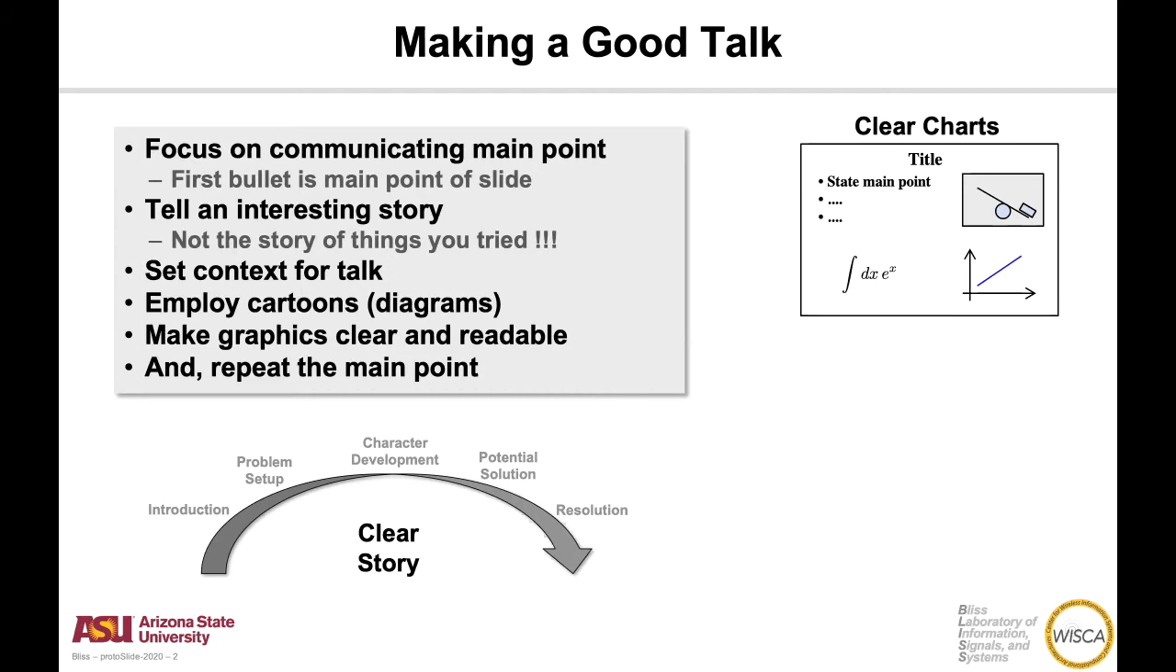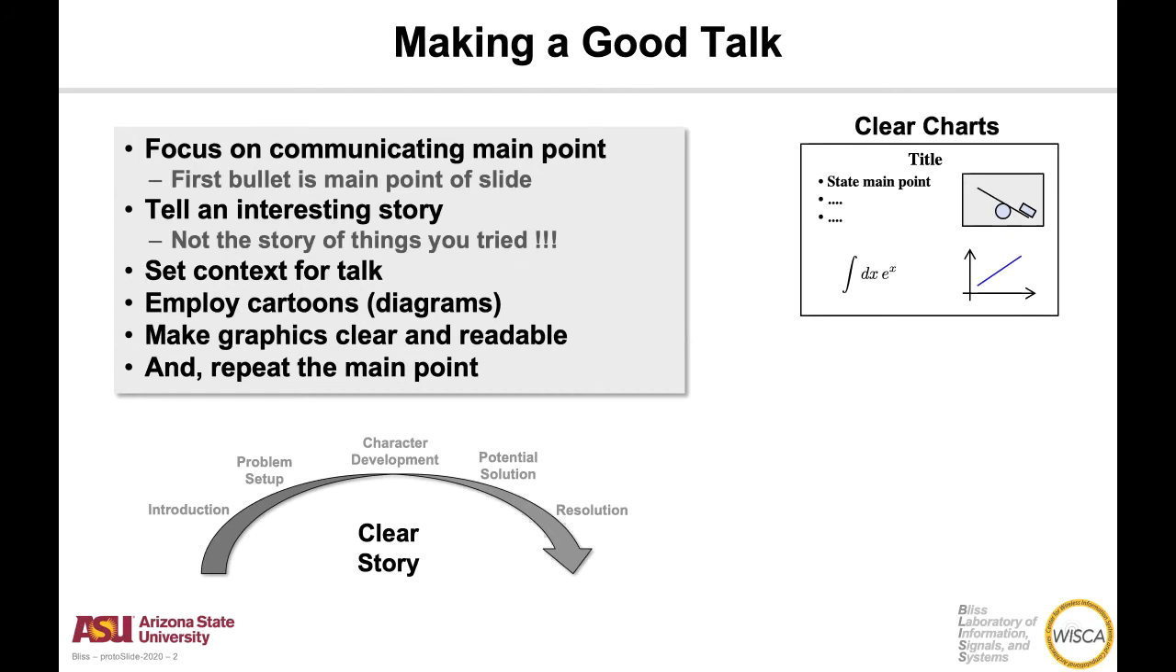Put what you're trying to communicate in the upper left-hand part of the slide, because that's just the way we work. We start in the upper left and work across, work down. So make the main point that first bullet. If a person walked away and they only saw one thing from that slide, you want it to be that first bullet. You want them to know what that main point was. And of course, you want to tell an interesting story.